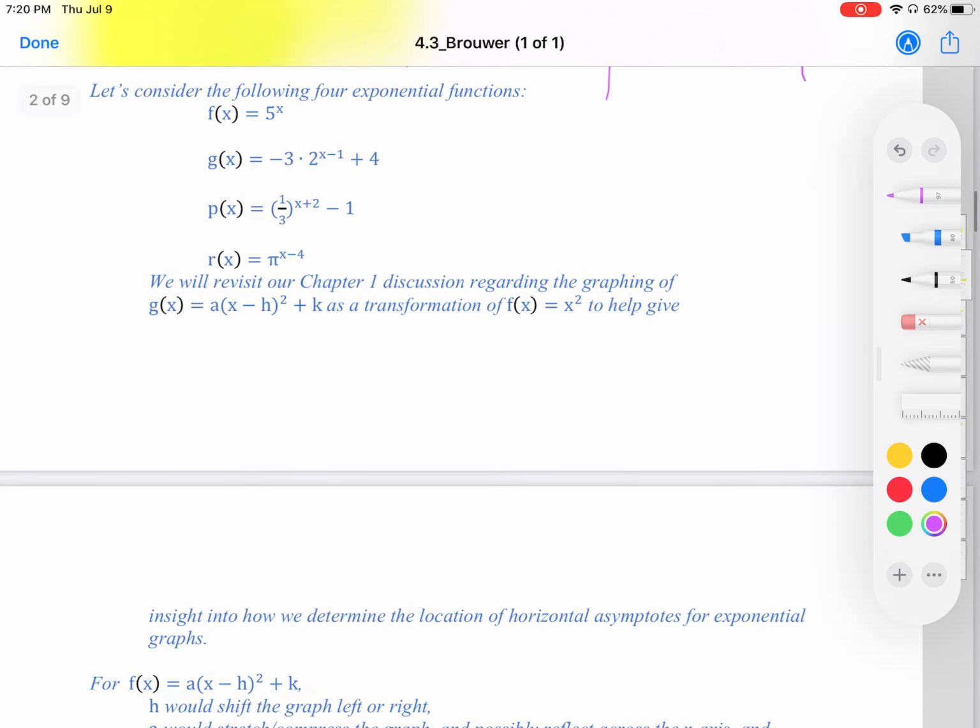Let's consider the following four exponential functions. So this will be part of our next set of examples. We will revisit our chapter 1 discussion regarding the graphing of g of x equals a times (x minus h) squared plus k as a transformation of f of x equals x squared. So recall your transformations. Do you remember what happened and how a parabola changed based on the h, the k, the a, and if there's a negative? While all function transformations follow the same idea, they're applied slightly differently. So let's see how exponential functions differ.